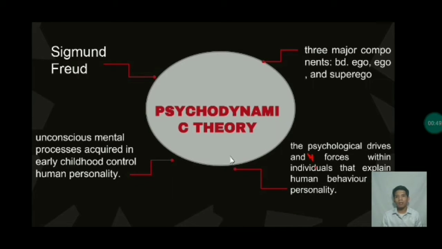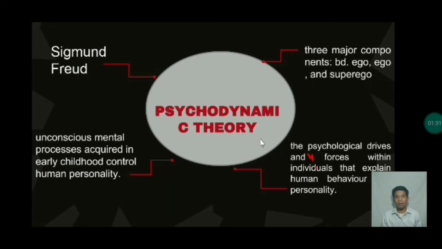Psychodynamic theory was developed by Sigmund Freud, and it states that unconscious mental processes acquired in early childhood control human personality. These are the psychological drives and forces within the individual that explain human behavior and personality. Psychodynamic theory explained that human behavior has three components, namely the id, ego, and superego. Id is your pleasure principle, ego is your reality principle, while the superego is your morality principle. This works in your mind unconsciously.